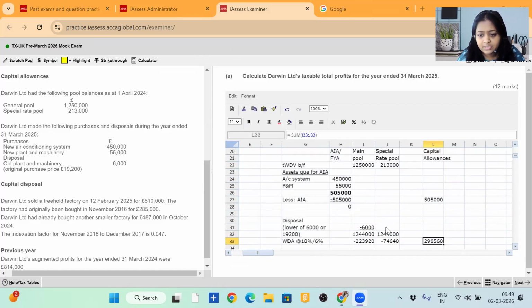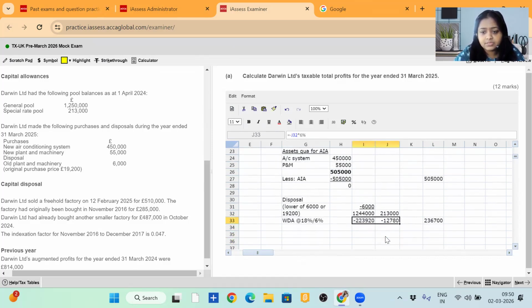But wait, why is this total coming same? Just a minute. Oh, wrong total. So when I copy paste the formula, it is not copied actually. I have to do it separately. Yes. Okay. So now we have done with this. Now you get TWDV carried forward.